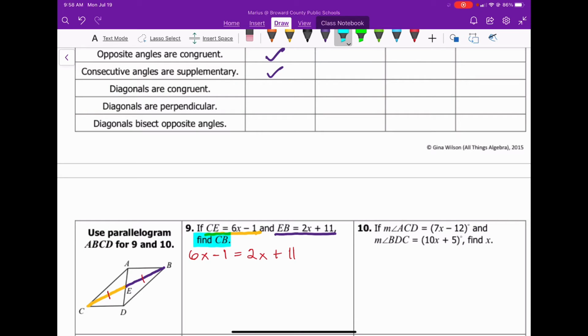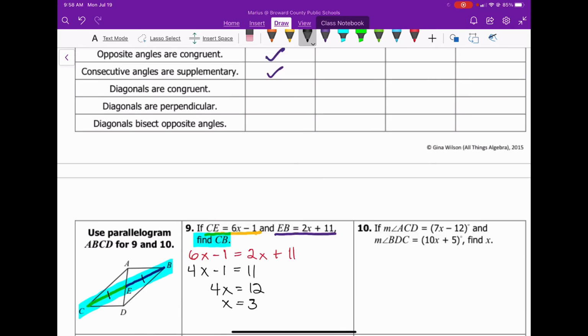CB is the entire thing. So if we know the measure of one segment, then we would just multiply it by 2, and that would tell us the C to B. So let's solve for x first. I would subtract 2x from both sides. That would give me 4x minus 1 equals 11. Then add 1 to both sides. That's going to make 4x equals 12. Then divide both sides by 4. X is going to equal 3.